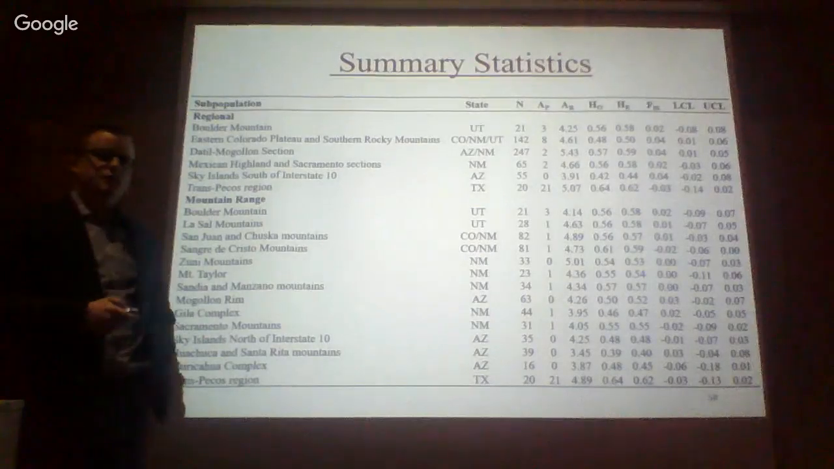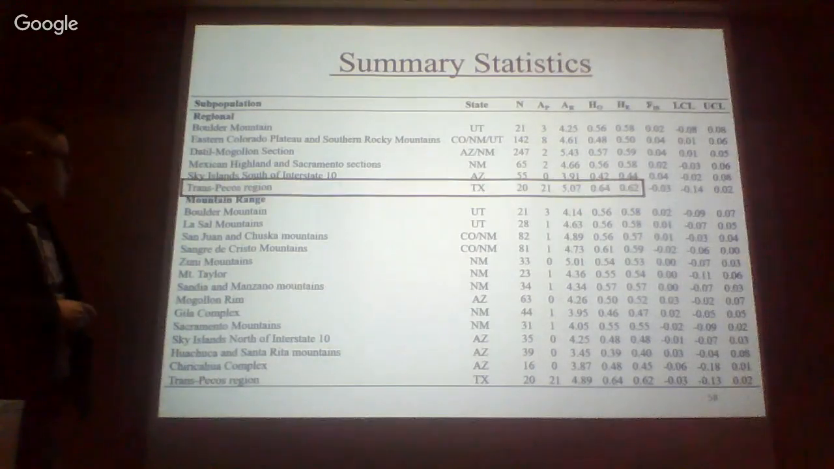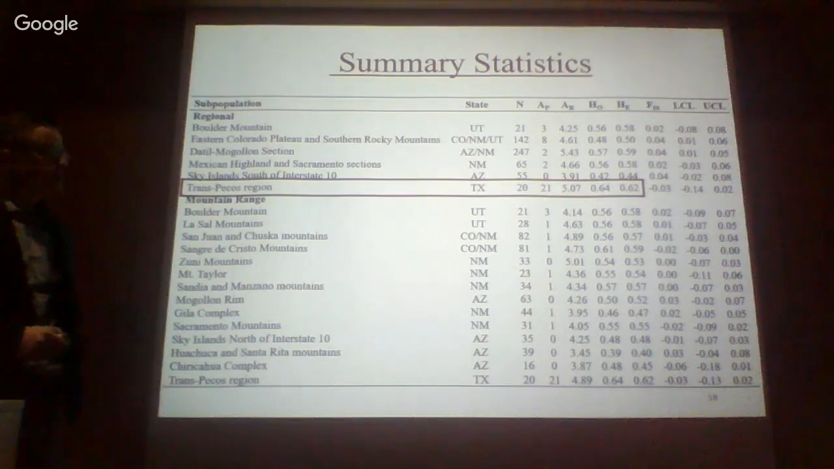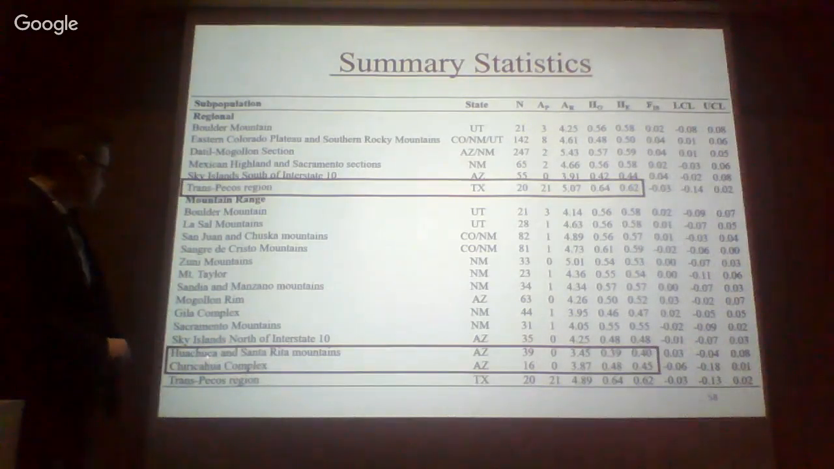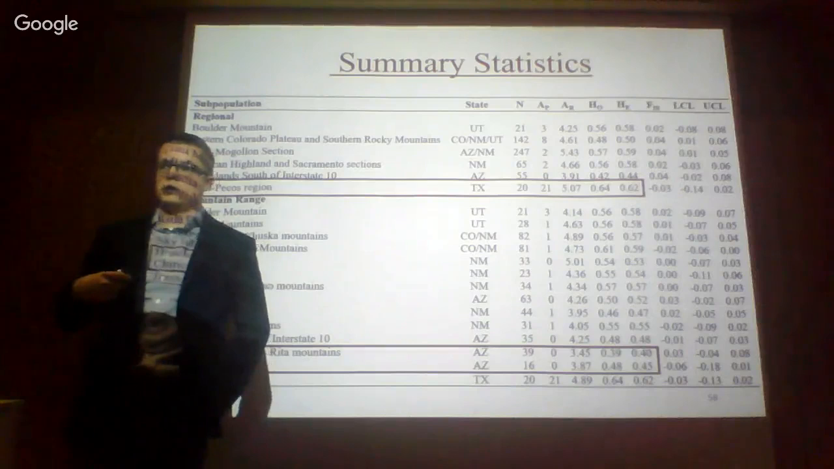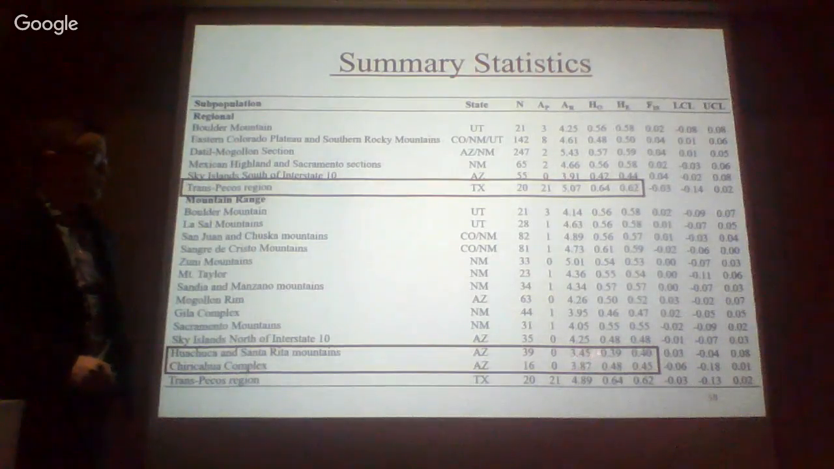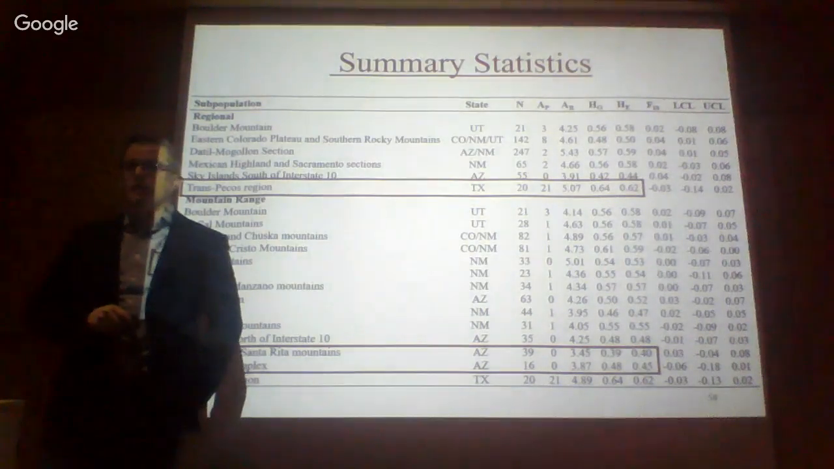In terms of just your basic summary statistics, to give you a quick overview, what's most interesting is the Texas region had nearly 21 private alleles, whereas the next highest were very low, depending on which model was assumed, which is a lot of private alleles, which is surprising. And what's also surprising is that the Huachucas, Santa Ritas, and the Chiricahuas, those mountain ranges south of Interstate 10 in Arizona, show the lowest diversity metrics with allelic richness and observed heterozygosity, compared to values in the 50s and 60s that are similar to other black bear ranges across the U.S.